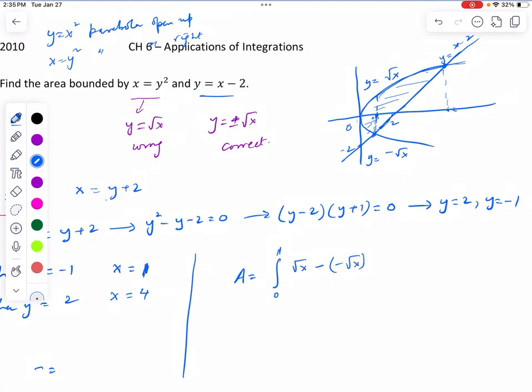This gives me 0 to 1. Now when we simplify this, negative, negative, positive, so square root of x plus square root of x, or 2 square root of x, and from 1 to 4, square root of x, or you can put it like x to the 1 half, minus x plus 2. Yeah. You can also put this as 1 half. Now we integrate.